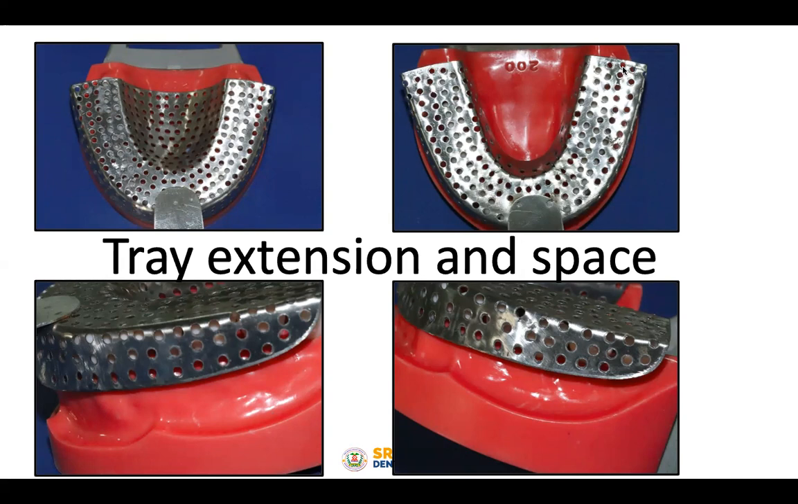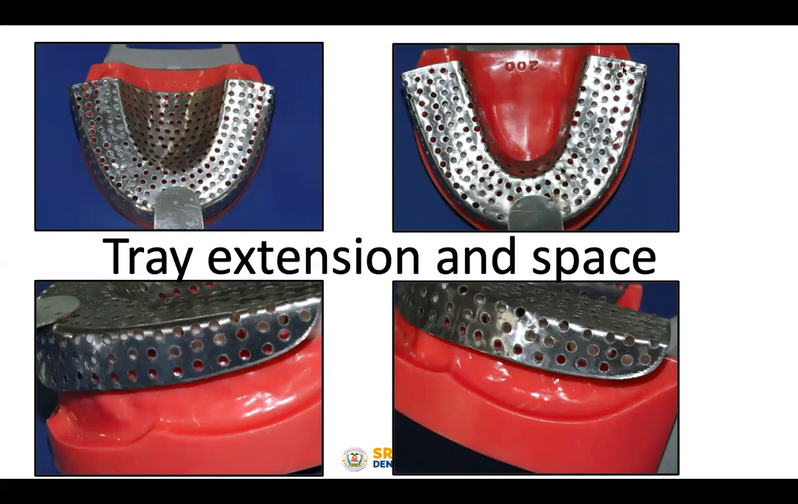If there is no adequate space present, then it's difficult to make the impressions, and there can be a lot of perforations or pressure points during making the impressions. So see that the tray is extended adequately and there's a satisfactory space present between the teeth and the inner border of your impression tray.